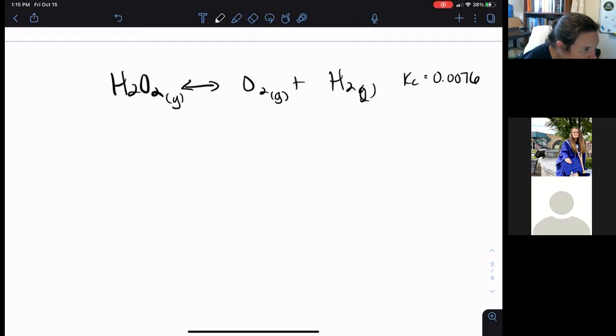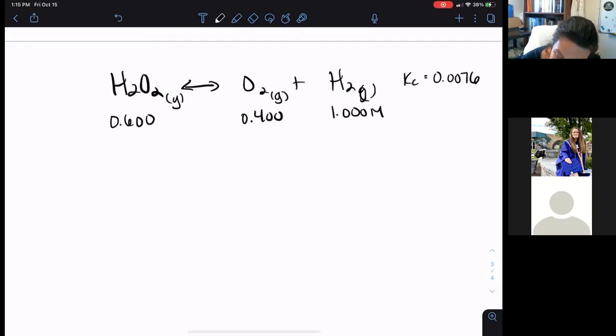We're going to start out with 0.600 molar hydrogen peroxide, 0.400 molar O2, and 1.000 molar H2. And we want to go through here and figure out what our equilibrium concentrations are. So we're going to set up our rice table.